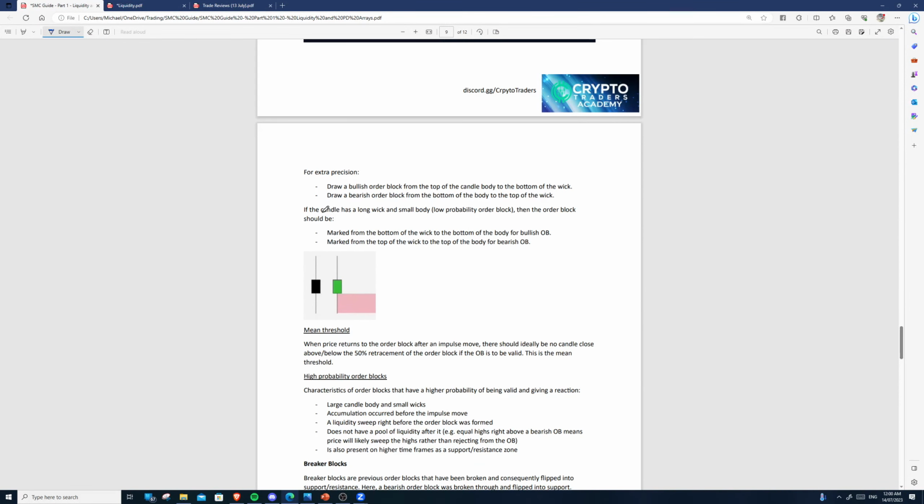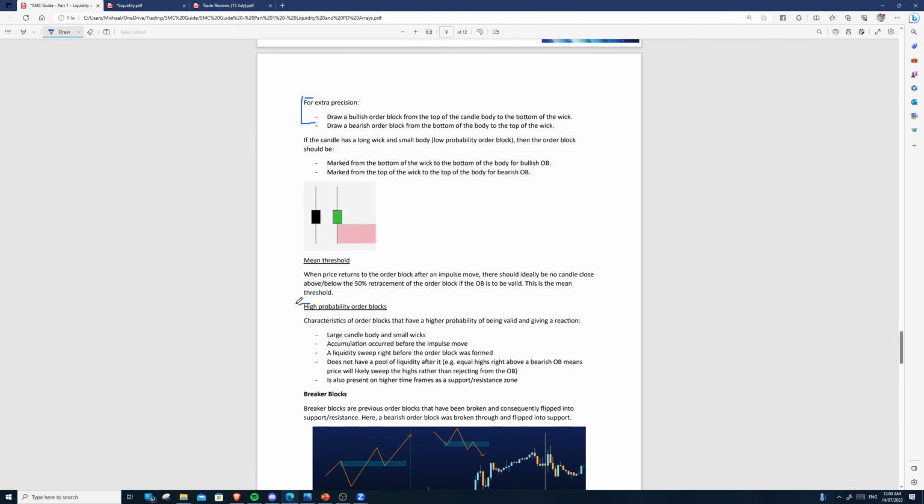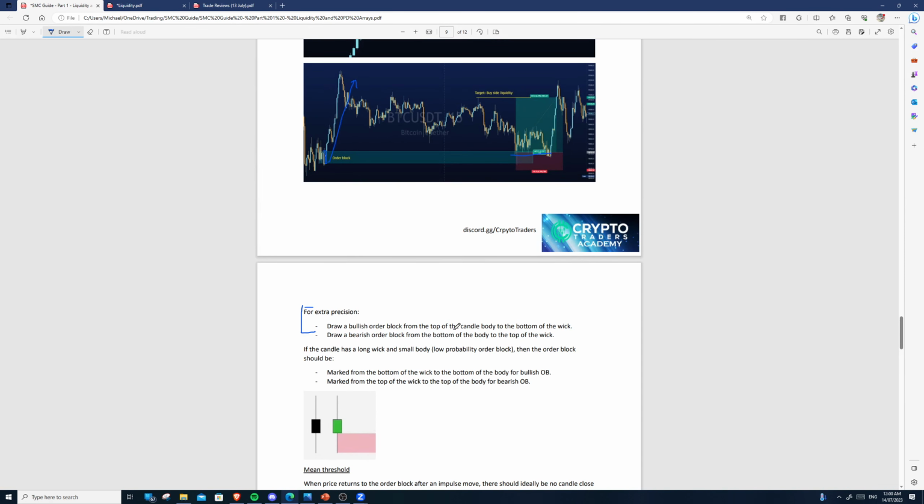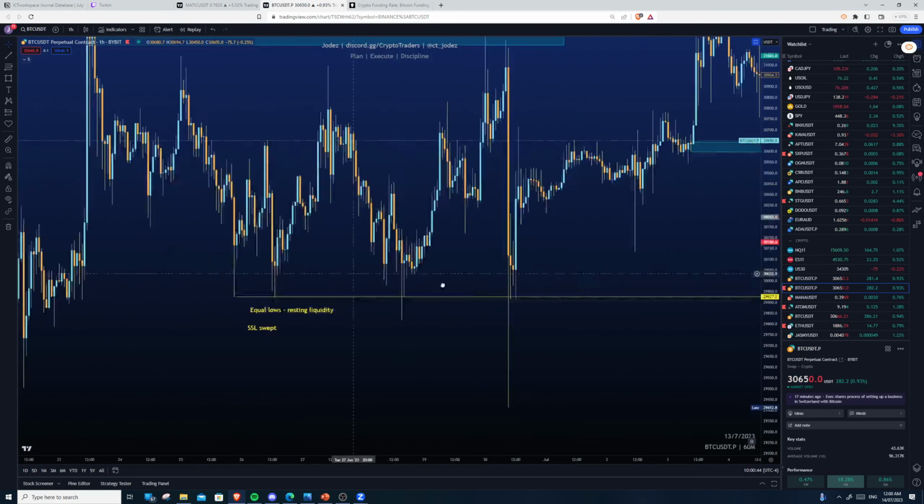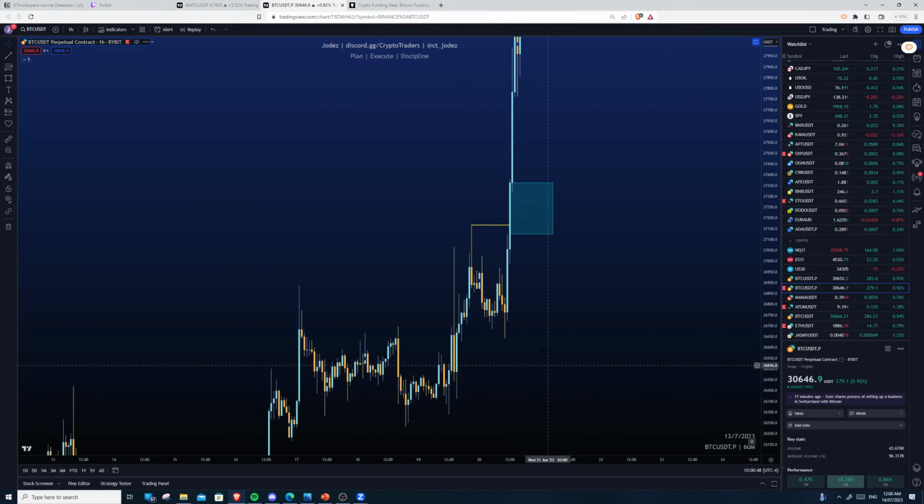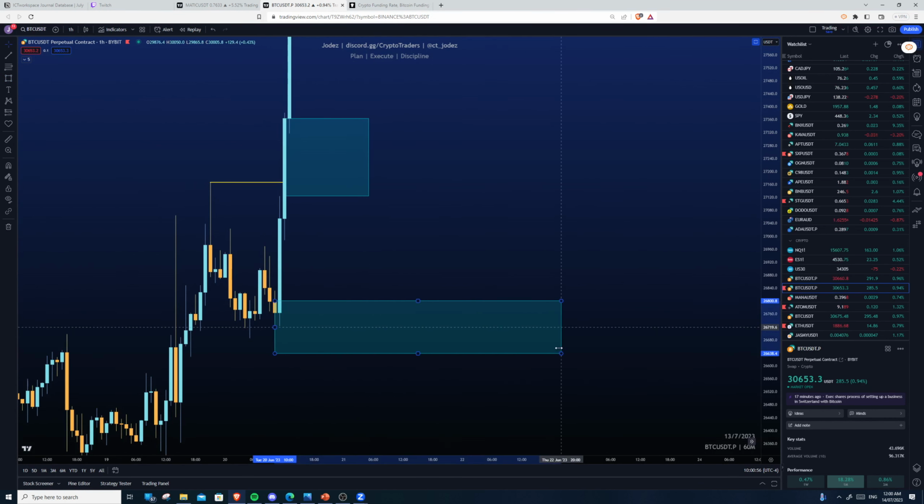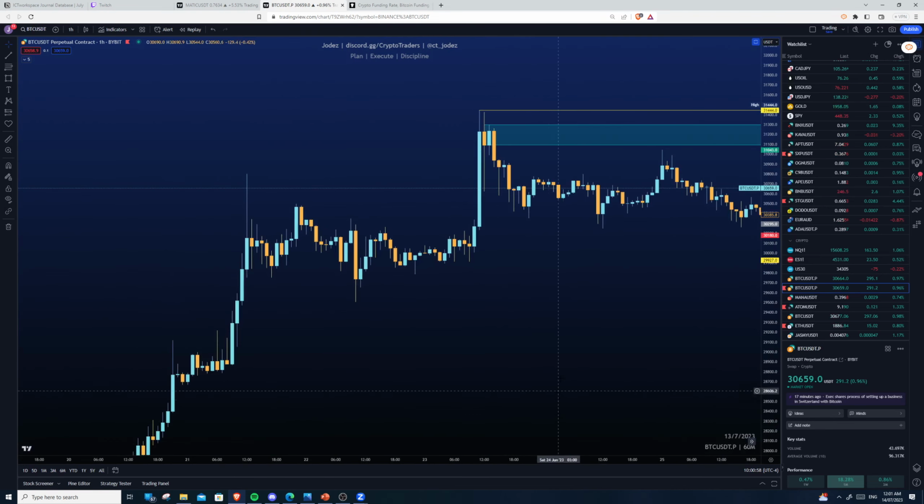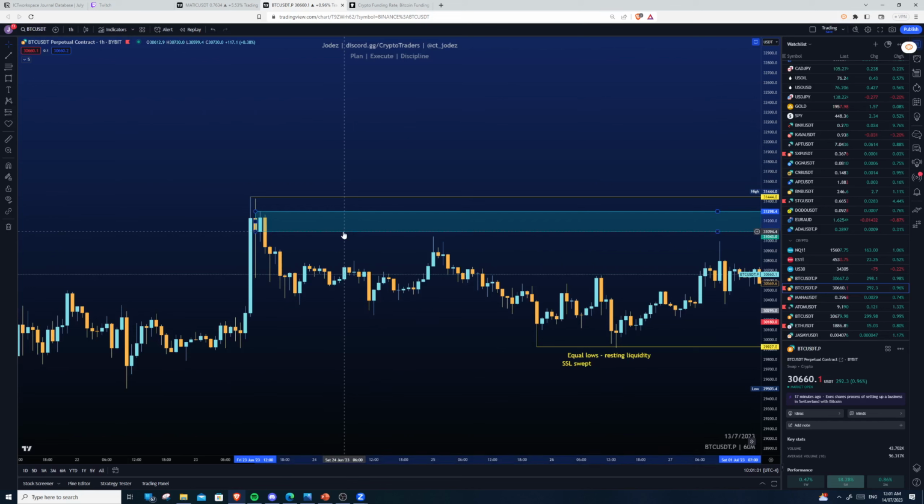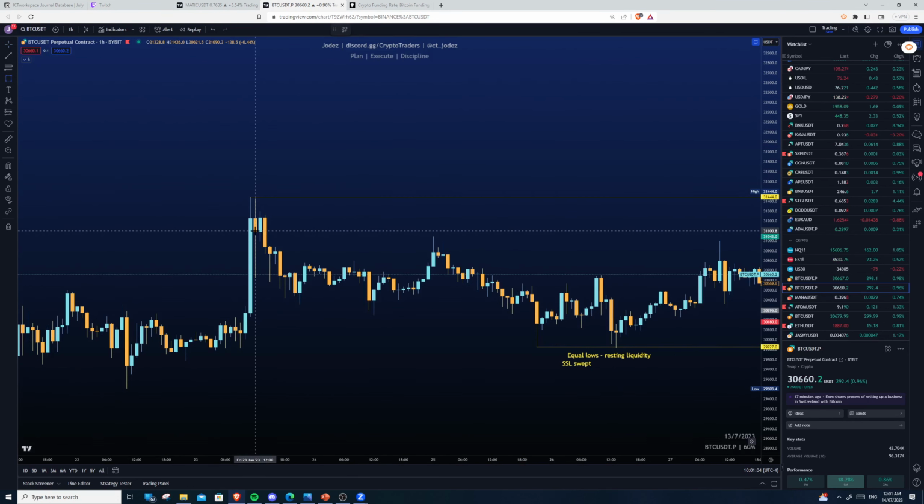A few things for extra precision, and also to note in terms of higher probability order blocks. For a bullish order block, draw it from the top of the candle body to the bottom of the wick. So this bullish order block here, top of the body to the bottom of the wick. And the other way around for bearish order blocks: bottom of the candle body to the top of the wick.